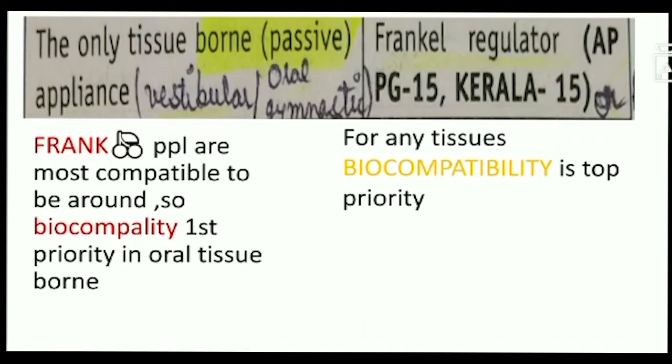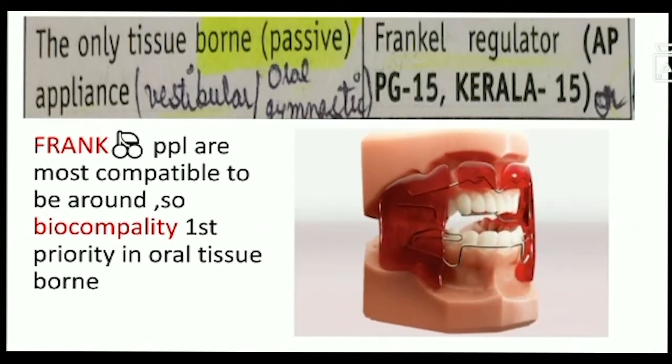So obviously, frank people are most compatible to be around. Suppose you have people around, you're meeting new people. If they are not frank, if they're very reserved, if they show you some grumpy faces, you'll feel more compatible with the people who are more frank compared to those who aren't frank. So the first priority in oral tissue is biocompatibility, and you can see that we are more compatible with frank people. So in this way you can remember the only tissue-borne passive appliance is Frankel regulator. You can see the picture of the Frankel regulator. It is totally having its load on the tissues.